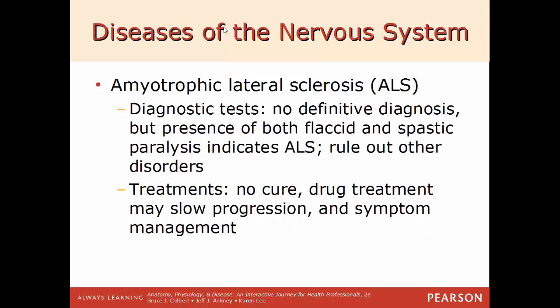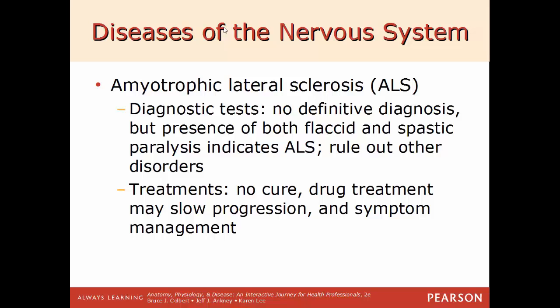Diagnostic test: there's no definitive diagnosis. The presence of having both flaccid and spastic paralysis is a good indicator of ALS. And of course, you also want to rule out any other possible disorders. There's no known cure for ALS, but some drug treatments have been shown to slow the progression, and you can also manage the symptoms.